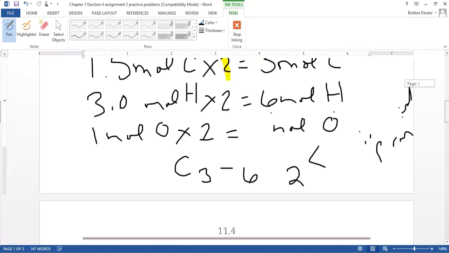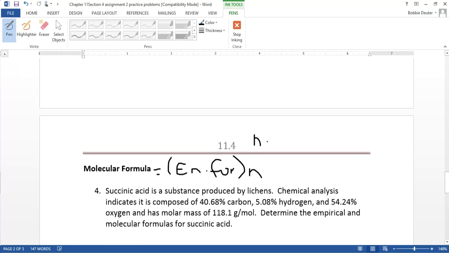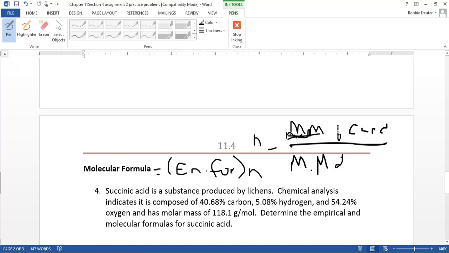Oops, arrowed down for some crazy reason. Not where I want to be. N is equal to the molar mass, I'm going to put MM for that. This is not erasing for some reason. It's equal to the molar mass of the compound over the molar mass of the empirical formula.